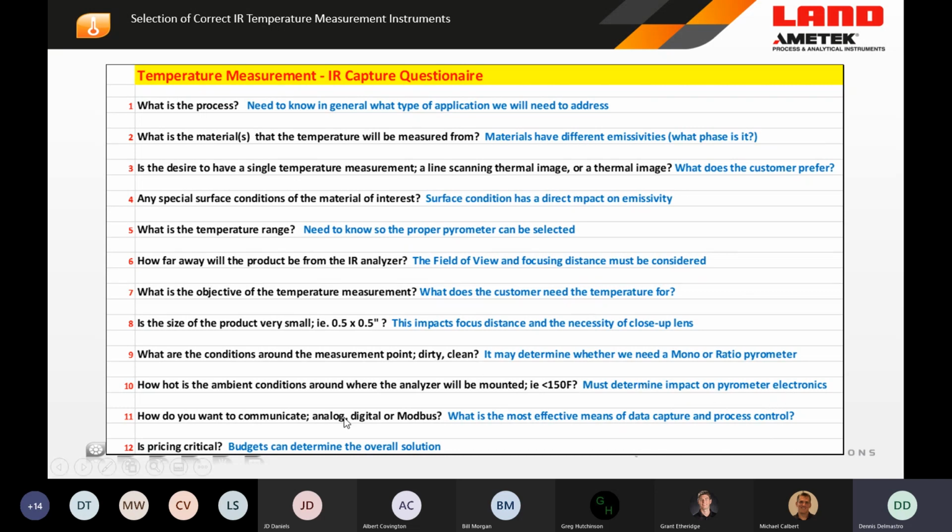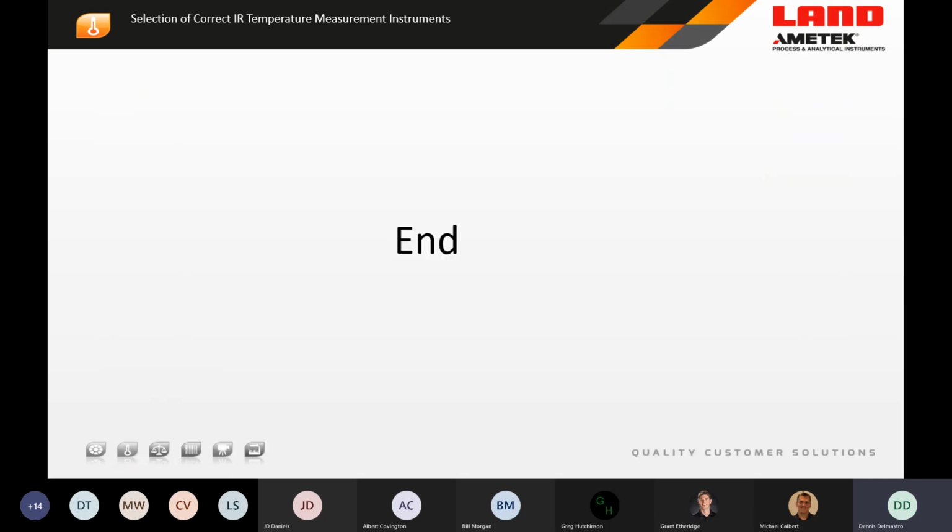And how do you want to communicate? Some customers still want analog, some want digital, some want both, some want Modbus. Well, what's the most effective means of data capture for you and your process control? And finally, of course, is pricing critical? Of course, it's always an issue, but budgets can determine the overall solution, so that helps us along.